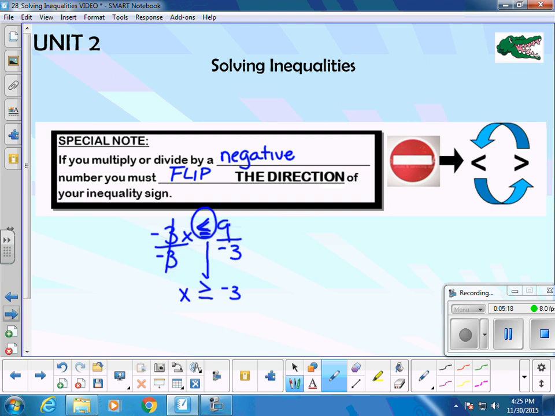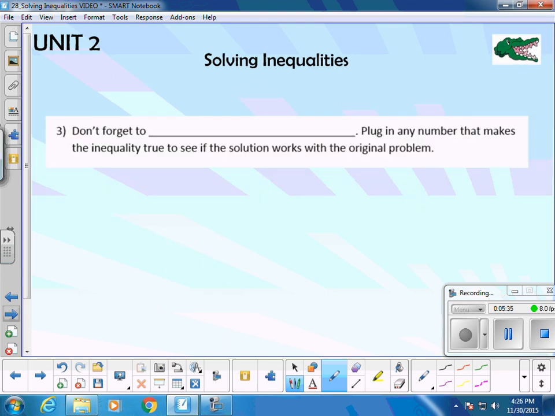That's all we're saying. If you multiply or divide by a negative number, then you flip the direction of your sign. That's it. That's the only difference between solving an inequality and solving an equation. And don't forget at the end to check your answer or check your solution by plugging in any number that makes the inequality true to see if the solution works.